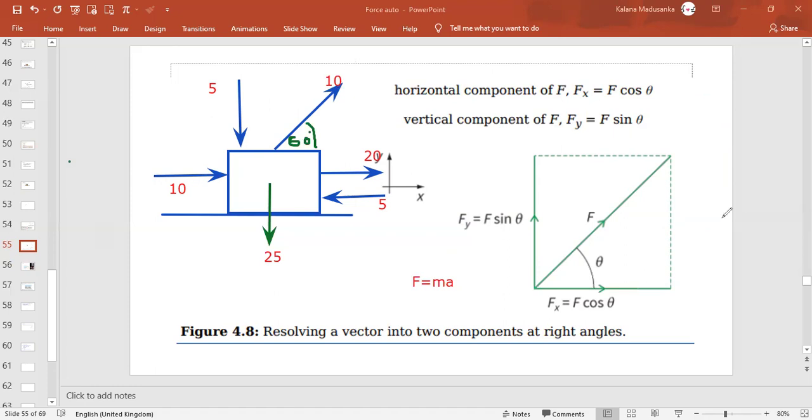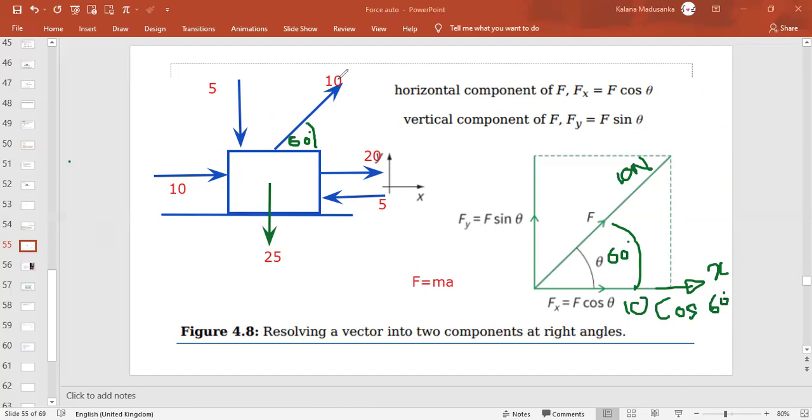Now you can obviously see this 10 newton force has to be resolved into two components. The angle is 60 degrees. And in the angle side component, you can see the angle is given with the x-axis, which means the horizontal component of the force has to be 10 cos 60.